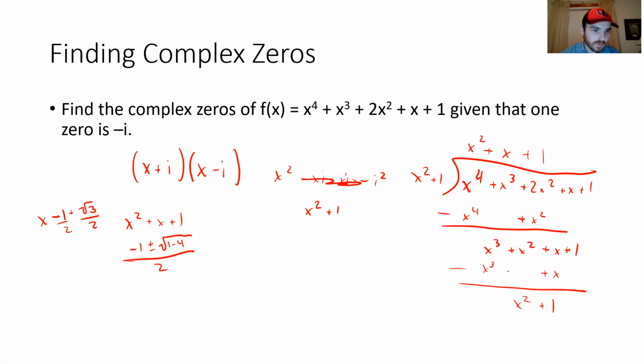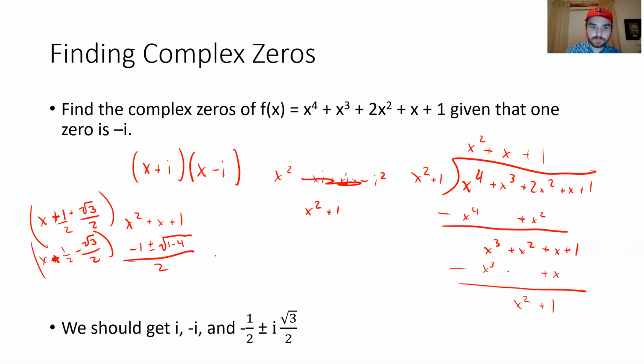This is also over 2. And then we're going to have x plus 1 over 2. No, it's still going to be minus. Except it's the opposite, so it is going to be plus, sorry. Plus, and then minus square root 3 over 2. So these will be their other factors.